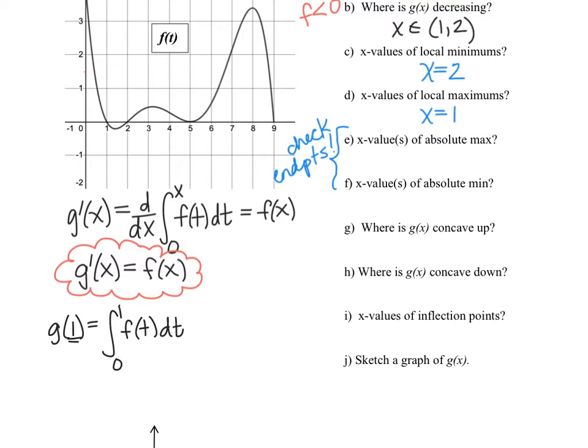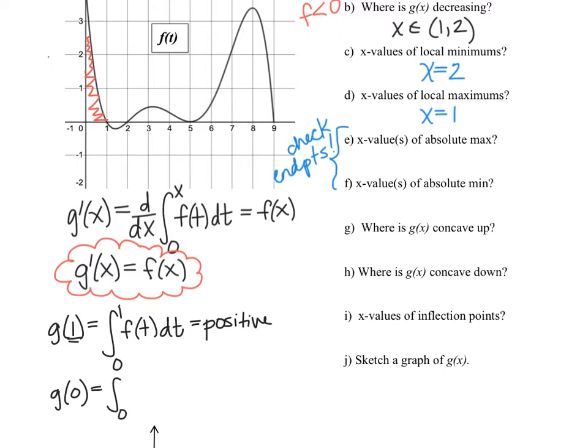If you look at your graph and think about accumulating area from 0 all the way to 1, we have a nice region that's above the x-axis. So we expect g of 1 to be some sort of a positive number. It's a positive value. But now we want to also consider the endpoints, 0 and 9, and see if either of those is a larger positive value, which would make it bigger than g of 1. That would make it the absolute max. So let's consider the left endpoint, which is at 0. So let's find g of 0.